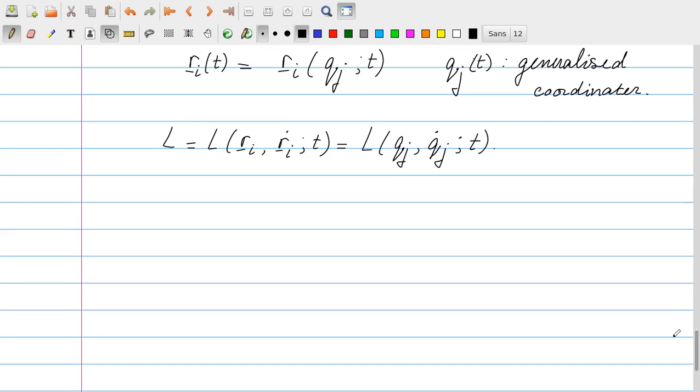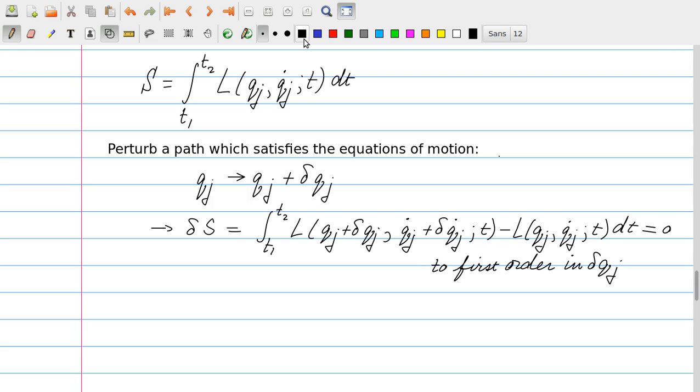And so that is in fact the aim of this movie, to derive equations of motion in terms of generalized coordinates from this principle that the action should be stationary. So we can summarize the task as follows. We have an action which is defined as an integral over the Lagrangian, which depends on generalized coordinates.